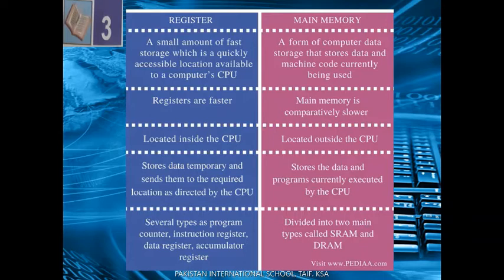Registers store data temporarily and send them to the required location as directed by the CPU. And the main memory stores the data and programs currently executed by the CPU. Registers come in several types, such as program counter, instruction register, data register, and accumulator register. And the main memory is divided into main types called SRAM and DRAM.